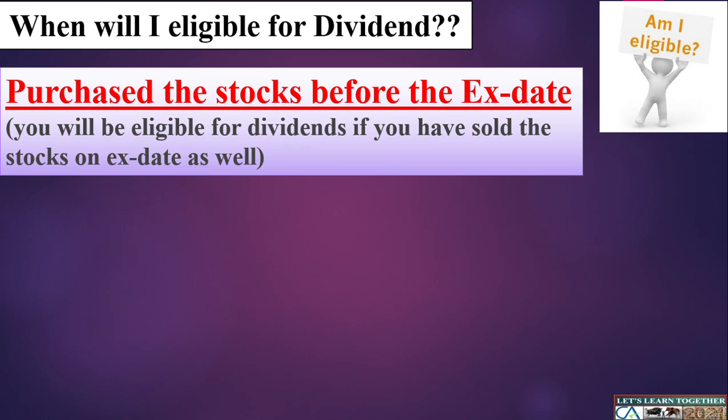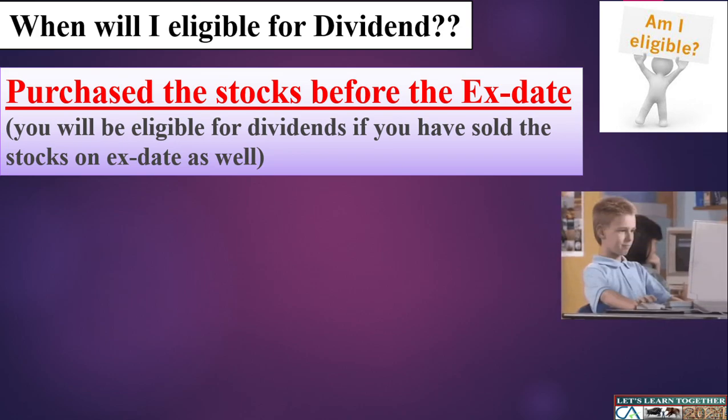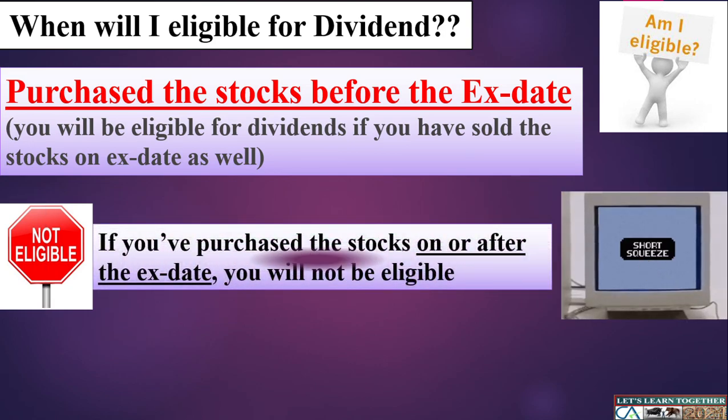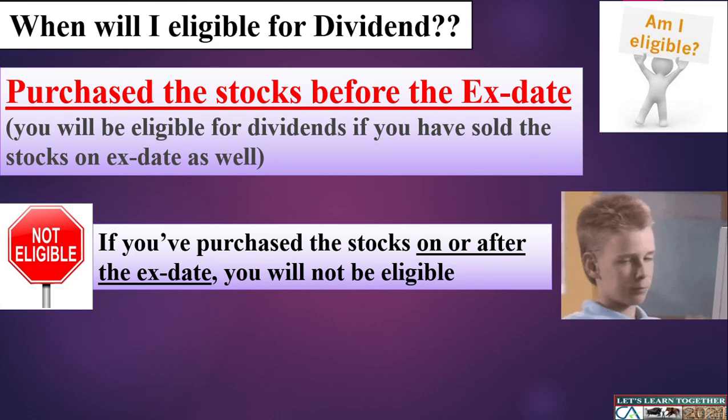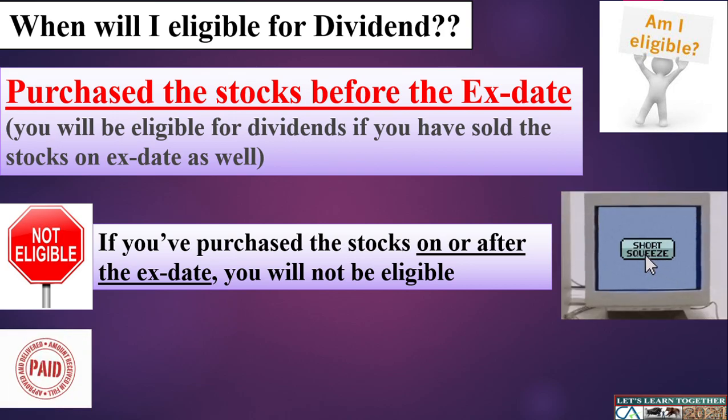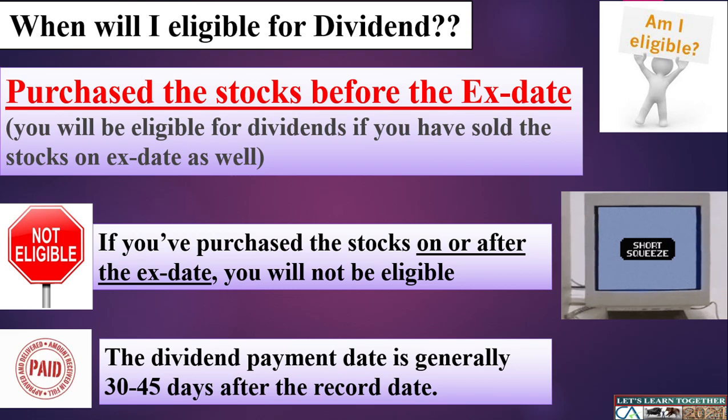To be eligible for the dividend, you need to have purchased the stock before the ex-date. You will be eligible for the dividends if you have sold the stock on the ex-date as well. And if you have purchased the stocks on or after the ex-date, you will not be eligible for the dividend. I will repeat again: if you have purchased the stocks on or after the ex-date, you will not be eligible for the dividend. And the dividend payment date is generally 30 to 45 days after the record date.